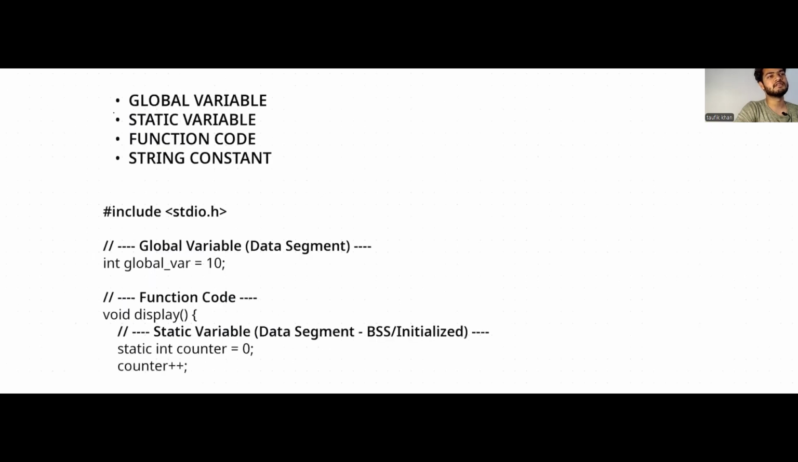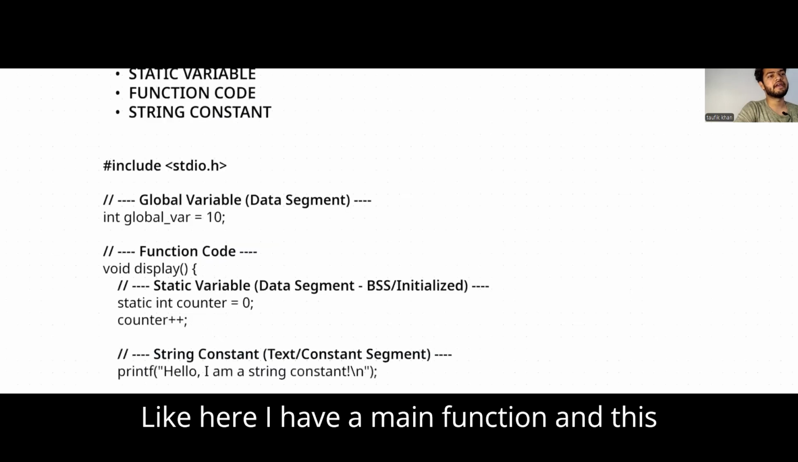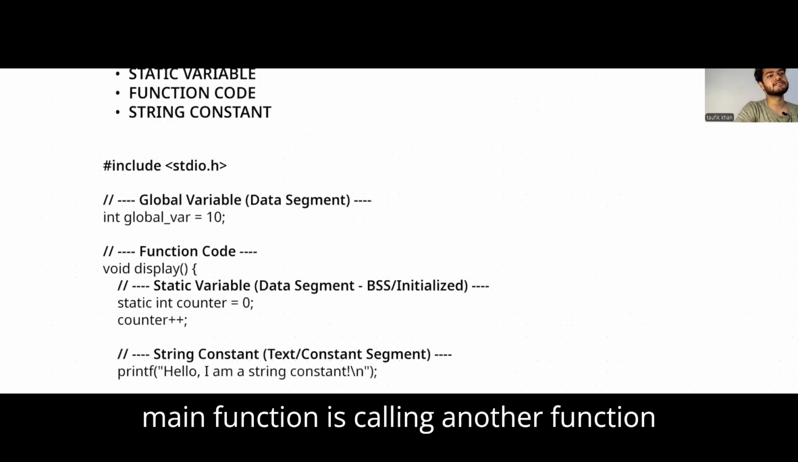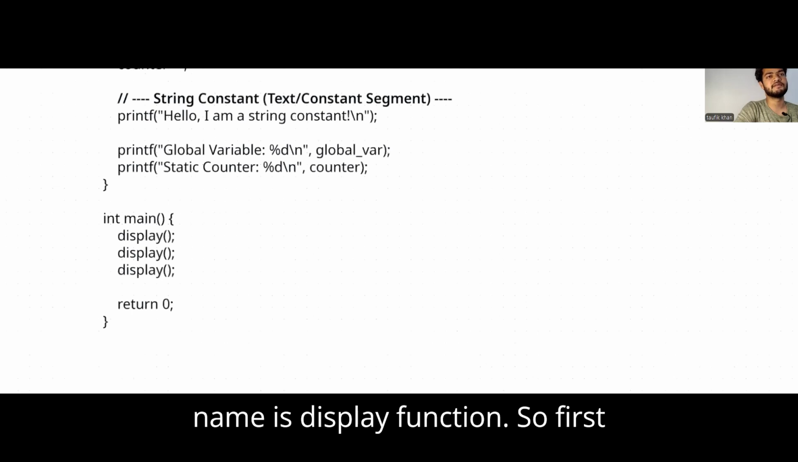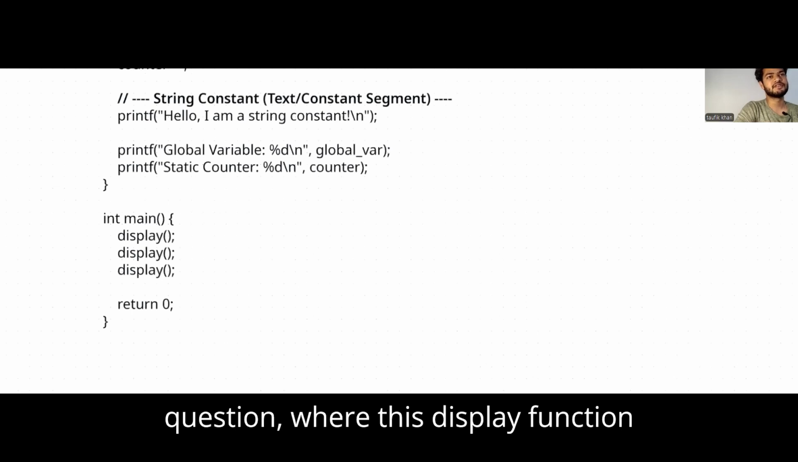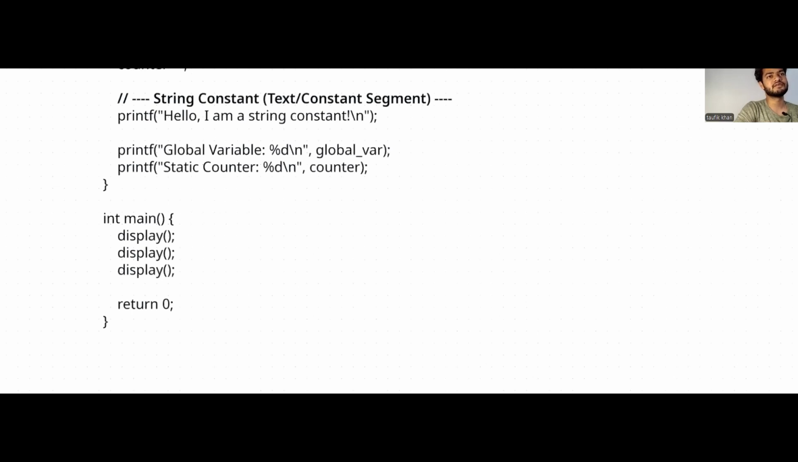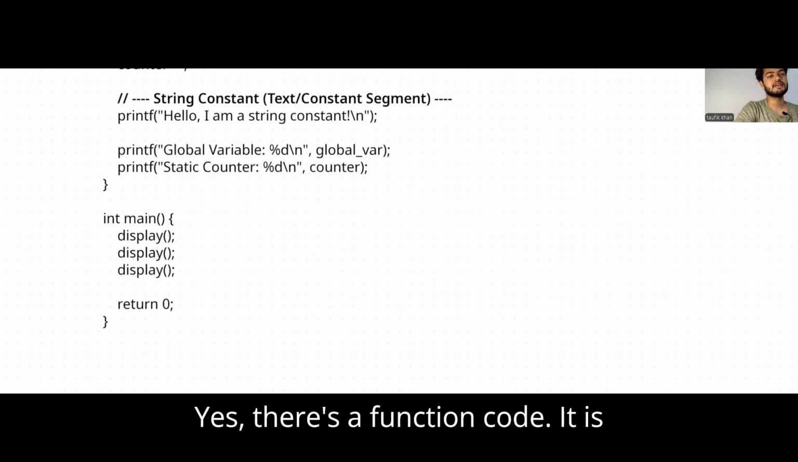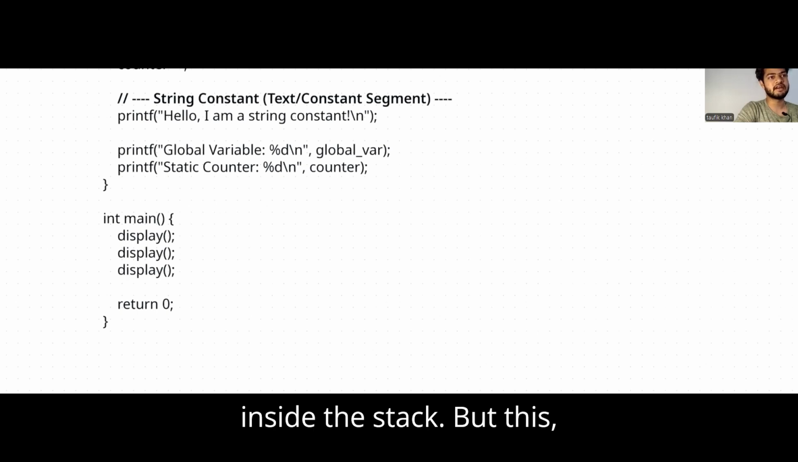Like here I have a main function, and this main function is calling another function named display function. So first question, where will this display function be stored? Yes, it is a function call, it is not function code. So it will be stored inside the stack.